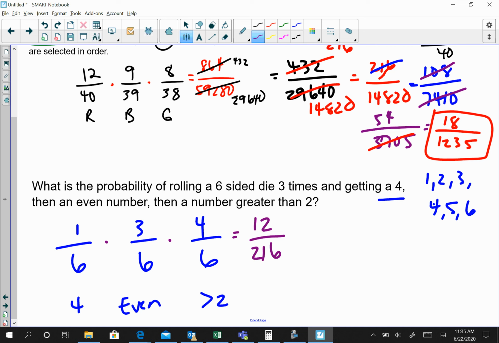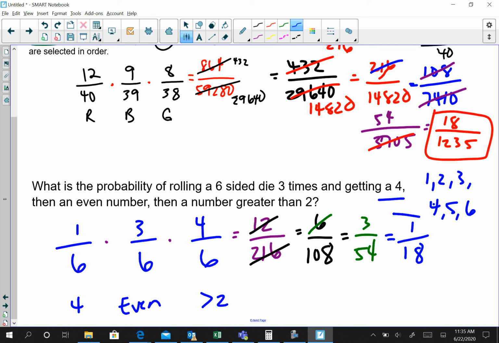And again, I'm going to reduce. Both of these are even, so I can divide them both by 2. If I divide 12 by 2, I get 6. If I divide 216 by 2, I get 108. Also still even, so I'm going to divide by 2 again. Divide 6 by 2, I get 3. 108 divided by 2, I get 54. Let's try one more time. Does 3 go into 54? It sure does. 18 times, which means I have a 1 on top.